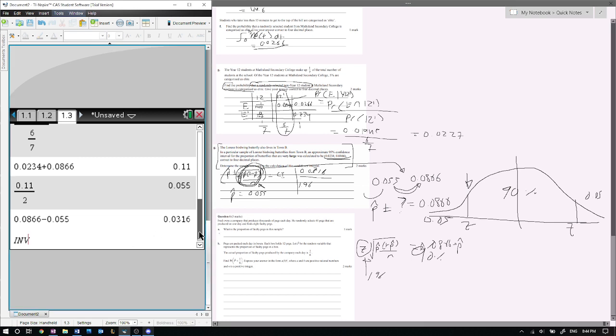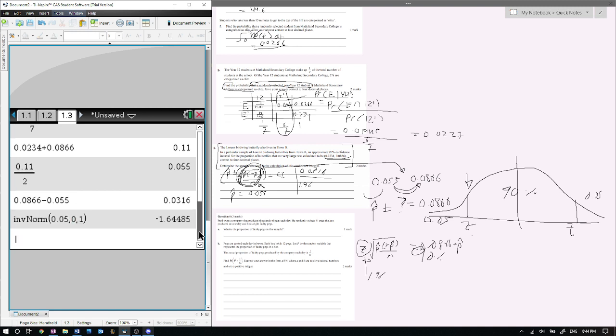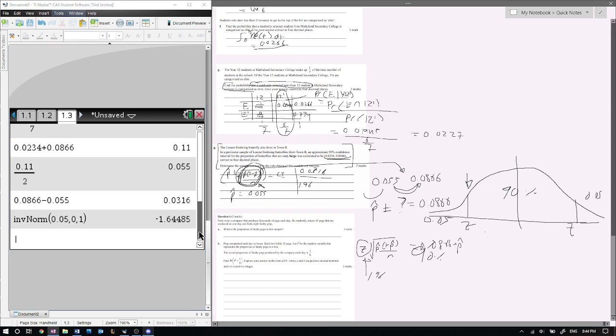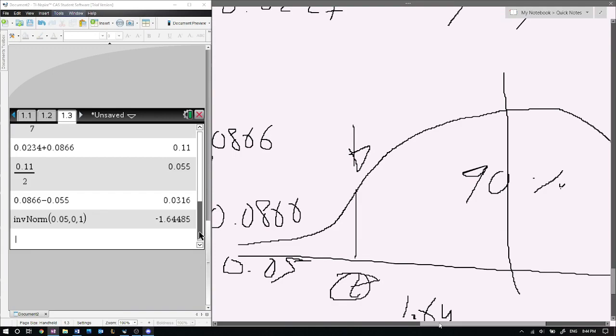So I'll just do on the calculator inverse normal, 0.05, mean is 0, standard deviation is 1. That means the Z value for a 90% confidence interval is 1.64. And the same thing applies if you had a 70% or 80% confidence interval, whatever: you'd still do the inverse normal to find the Z value. So from that, going back to our original question.